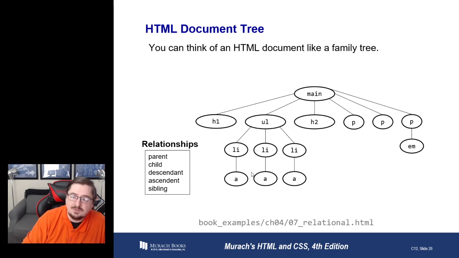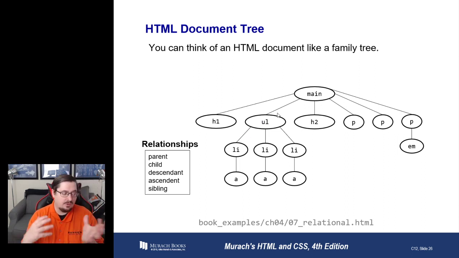The ul is in what we would call an ascendant. So if we're looking at the way this works, we've got the a tag all the way down here. Its ascendants are li, ul, and main, but its parent is specifically just the li. We can go the other way and work down, so we can say H1 is a child of main, or the ul is a child of main, or I can talk more generally about the descendants. All of these tags down here are descendants of main because they're somewhere inside of it. Or if I want to talk about the ul tag specifically, its descendants are these tags underneath. Its descendants are the li tags as well as the anchor tags.